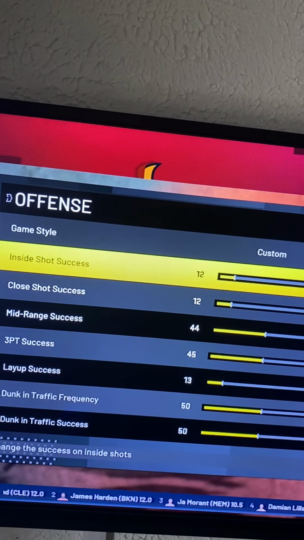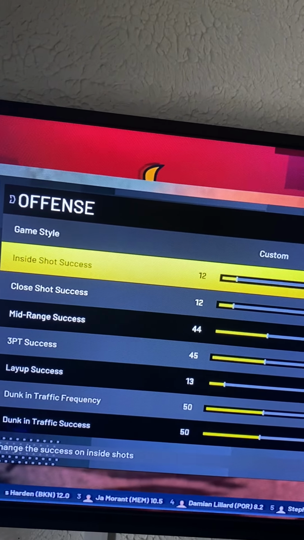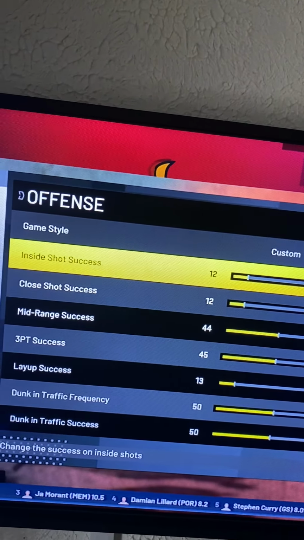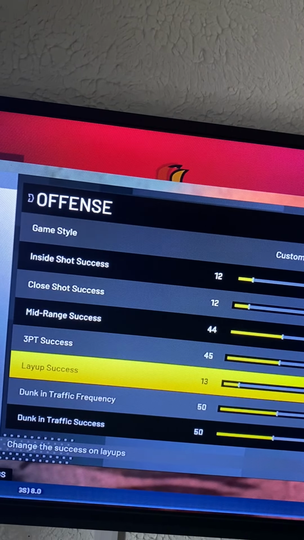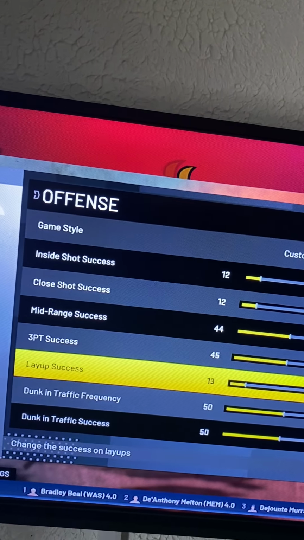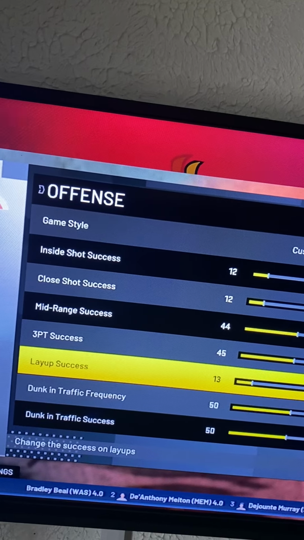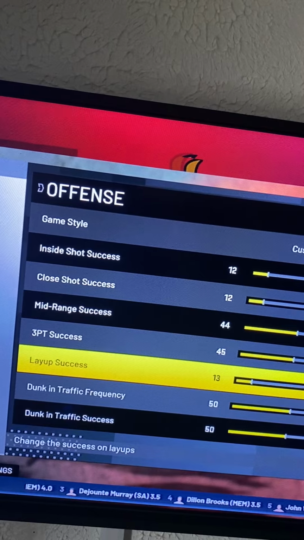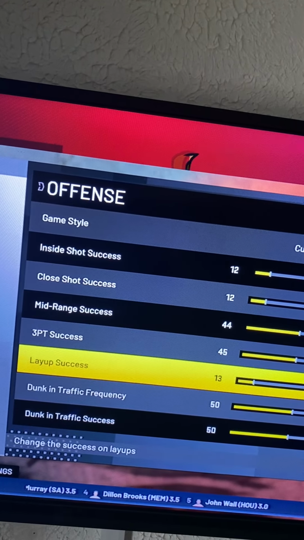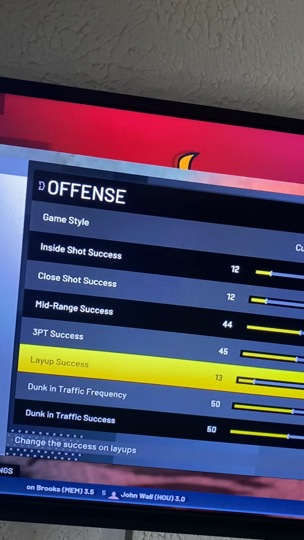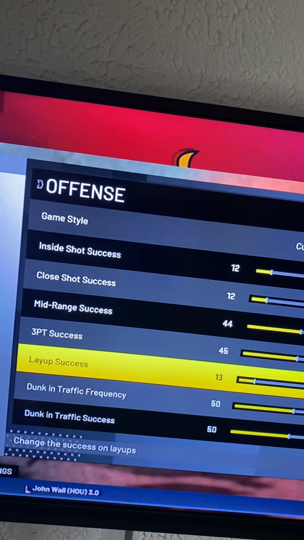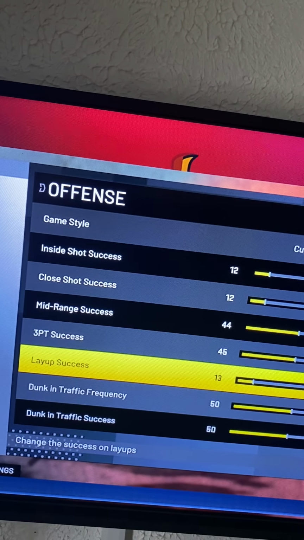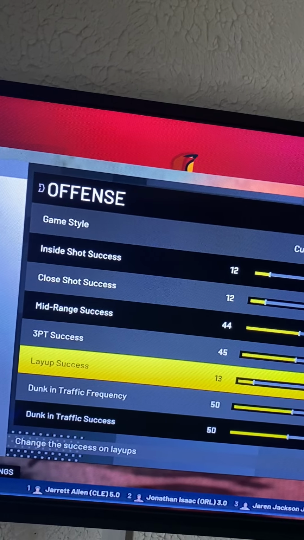Now, as you see here, don't get me wrong. Some stuff may look crazy. You may say, "Oh yeah, why is the inside shot success at 12% for the computer? Blah blah blah. And why are the layups at 13%?" Man, let me tell you something. The CPU wants to keep the user at a disadvantage. So by them doing that, somehow, some way, I'm not no game mechanic. I don't know a lot about it, but all I know is I know basketball.